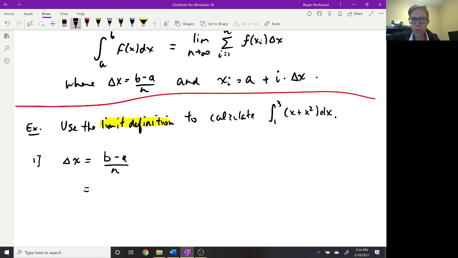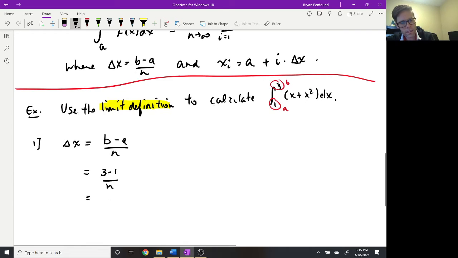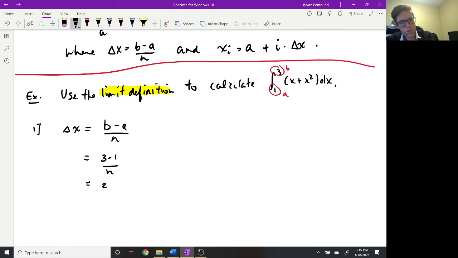Now, n we don't know because n is going to be tending towards infinity. So n should really be the only, well, n and i are going to be the only parameters that we have in these formulas. But we do know that b and a are given over here. So this is a, this is b. So we can put b and a in. This is going to be 3 minus 1 over n. So delta x is 2 over n.